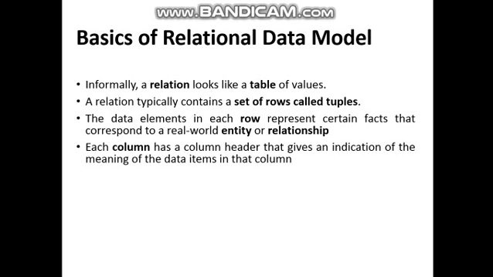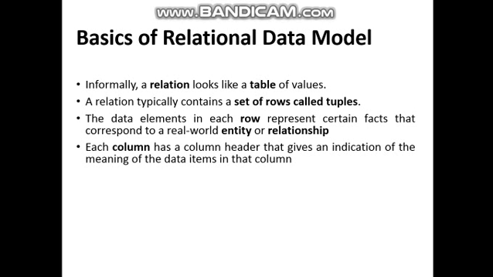A relation typically contains a set of rows called tuples. The table has rows, and each row has a specific value corresponding to a specific column. These rows are known as tuples in the relational data model. The data elements in each row represent certain facts. Like if I say the employee relation has employee ID as a column, and the value is 101, it corresponds to the fact that there is an employee with ID 101.